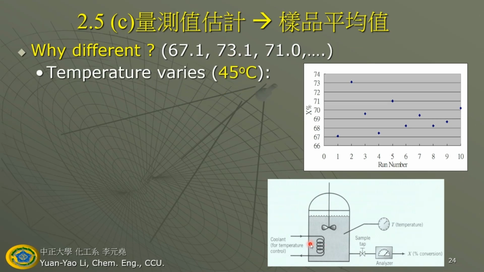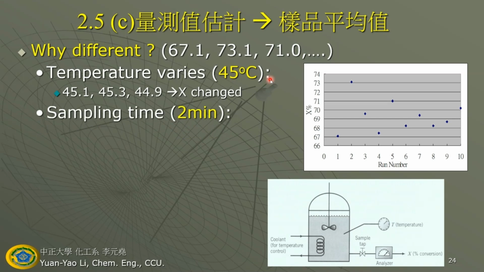So that means I have 10 students. Student 1, when he measures, the temperature might be 45. But student 2, when he measures, the temperature might be 44.9, something like this. Because it depends on your measurement, right? It can be 45.1 or it can be 44.9. So the temperature will be different. So X changes, the conversion rate changes.